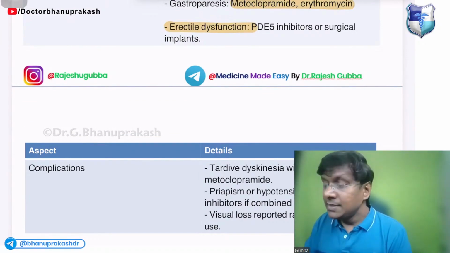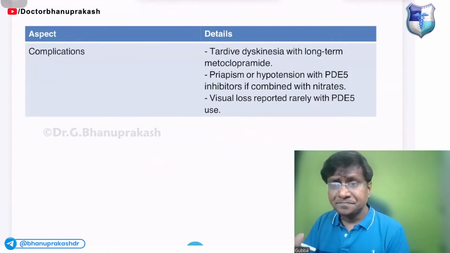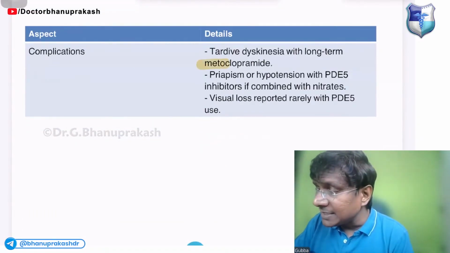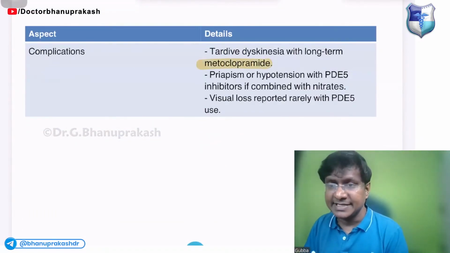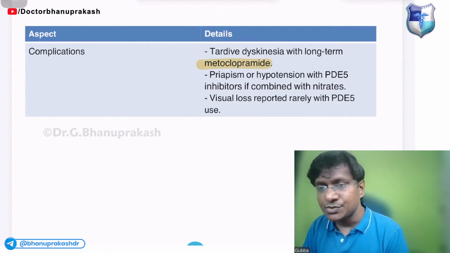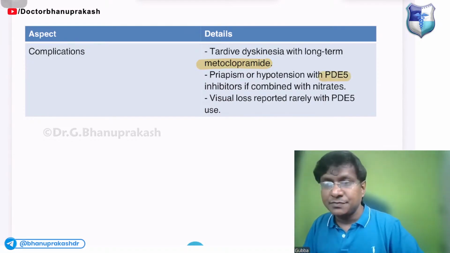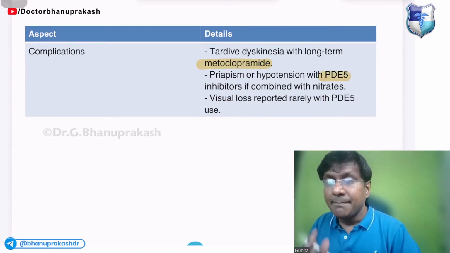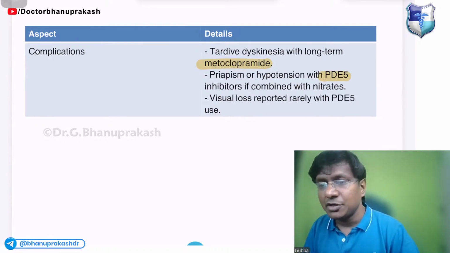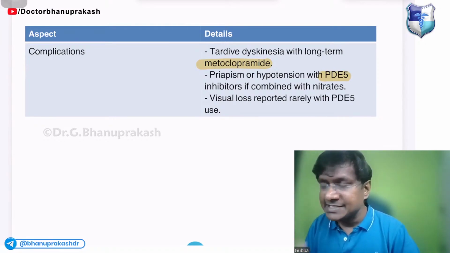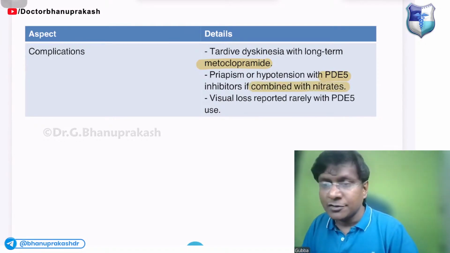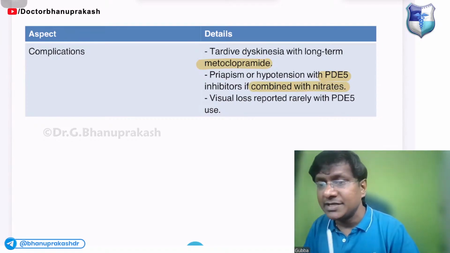And the complications associated with metoclopramide will be tardive dyskinesia. That is a long-term complication associated with metoclopramide, right? And another important complication with phosphodiesterase 5 inhibitors will be priapism, or there can be development of hypotension as well. That is the reason why you should never combine phosphodiesterase inhibitors with nitrates.